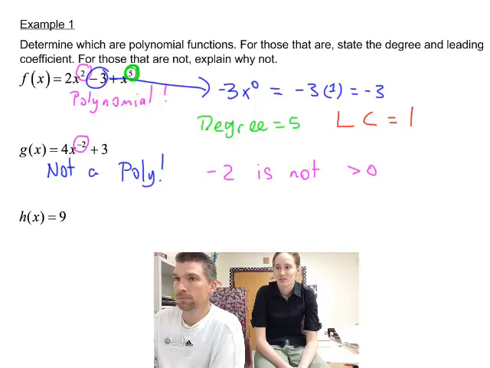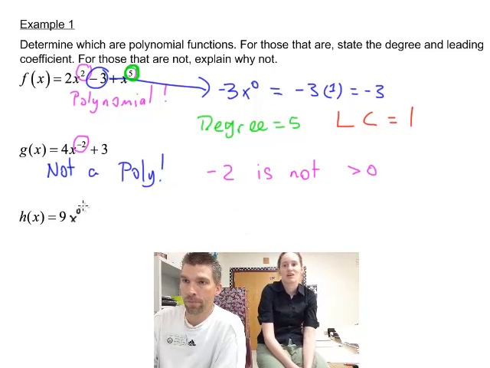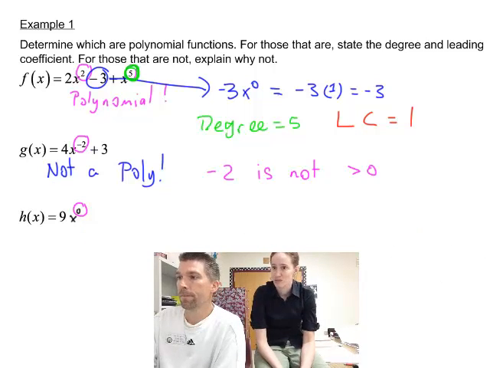Is that a polynomial? Well, we kind of actually said a couple of times already how this whole just being a number thing works. It's really like there's an x to the 0 next to it. So that's got an exponent that's 0 or larger, an integer 0 or larger. So that is a polynomial.